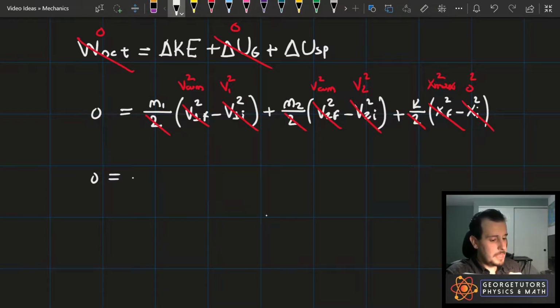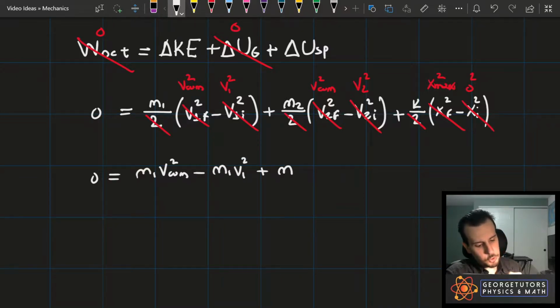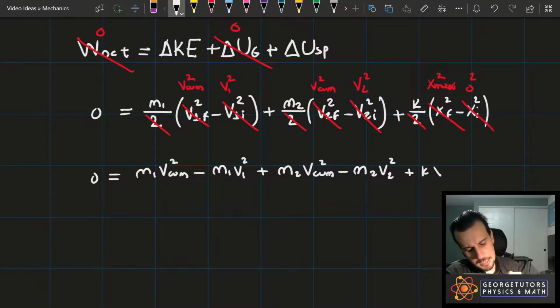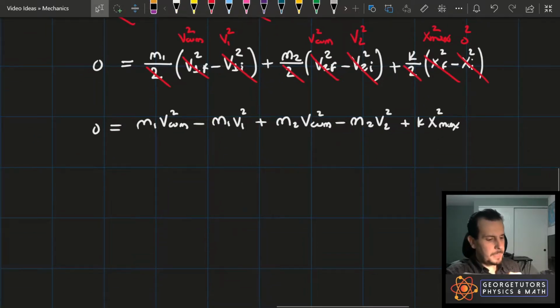I have m1, opening up both terms in this expression, I have m1 vcom squared minus m1 v1 squared plus m2 vcom squared minus m2 v2 squared. And then for the spring, I have plus kx max squared. Okay, it would be useful for me right now to factor the vcom terms.